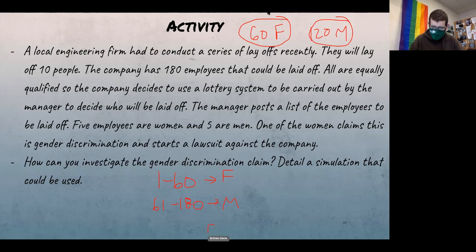So it looks like this, rand int 1 to 180. Now I could say 10 right here as a third number, and that would give me 10 numbers. I just need to make sure I don't get the same number twice. So you can choose to include the 10 and hope you don't get repeats, or I'll erase it. I'm not gonna do it with the 10 at the end. This is just gonna give me one random number from 1 to 180, and I'll just remember if I've already gotten that number. If the number falls between 1 and 60, it's a female that's laid off. If it falls between 61 and 180, it's a male that's laid off.